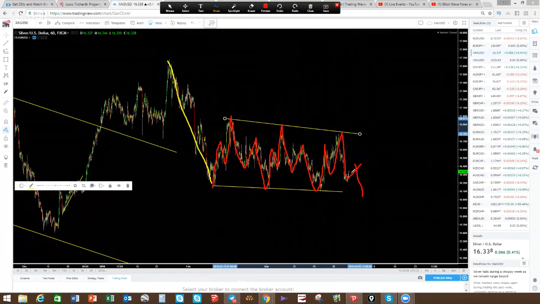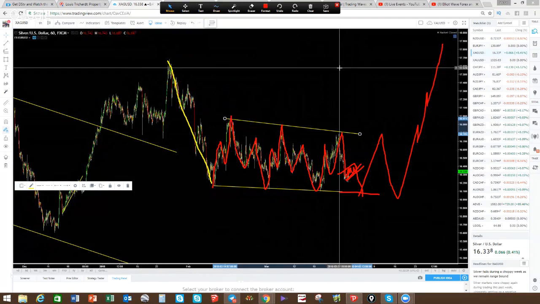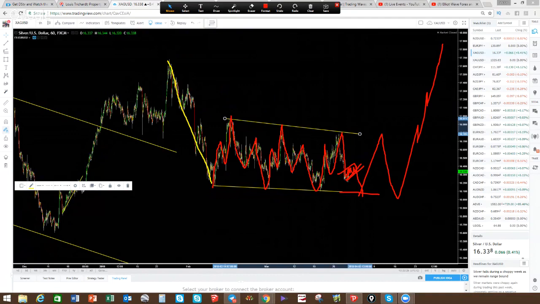Now we've got a 1. We need to get the corrective structure, similar to what we're looking for on gold, to take us back to this level again. Who knows, it may even come back to this level before we start getting the bounce to the upside. Okay, so that's what we're going to be looking for on silver and gold.